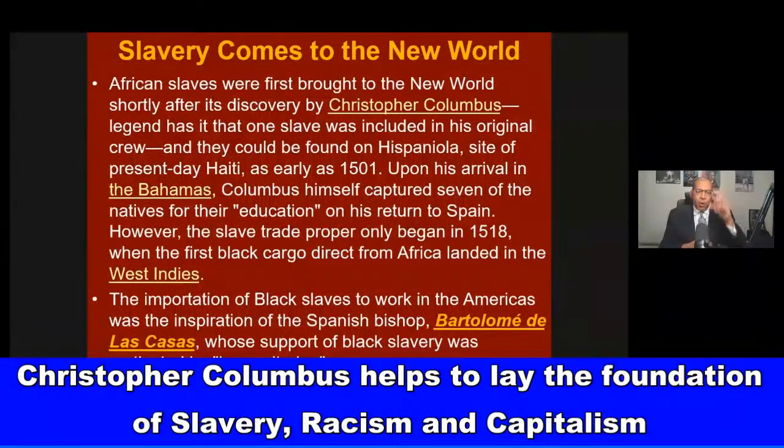However, the slave trade proper only began in 1518 when the first African cargo direct from Africa landed in the West Indies. This is after the Asiento de Negros. The importation of Africans to work in the Americas was the inspiration of the Spanish bishop Bartolomé de las Casas, whose support of black slavery was motivated by humanitarian concerns.